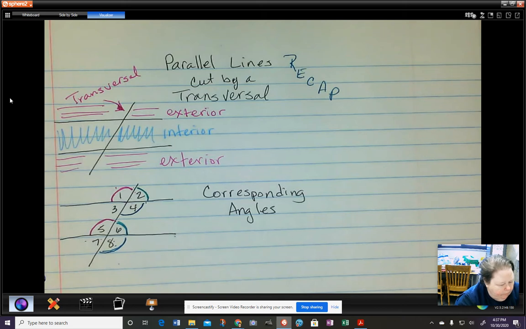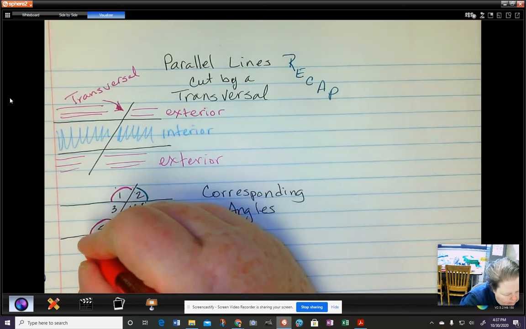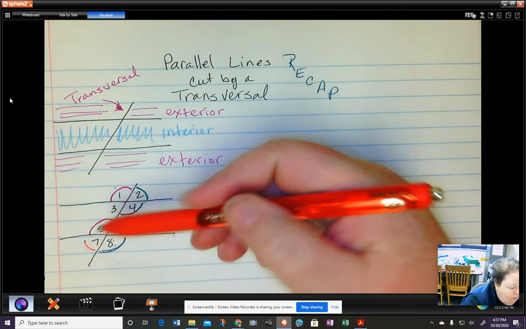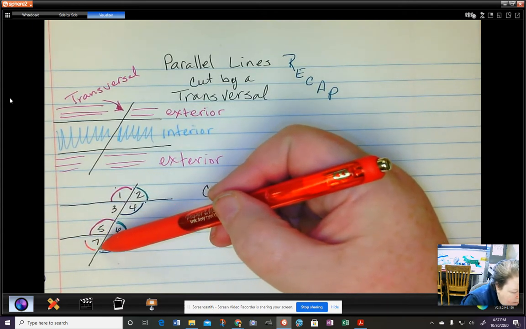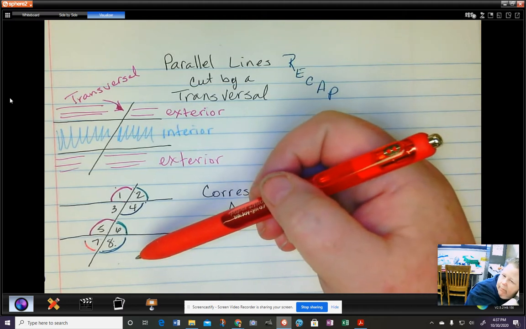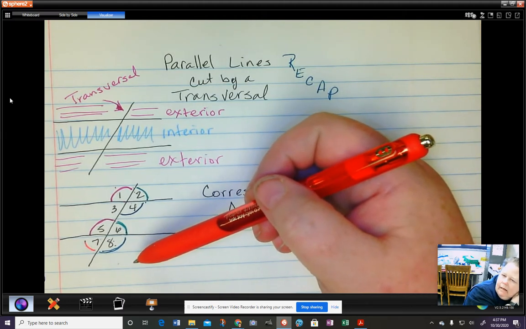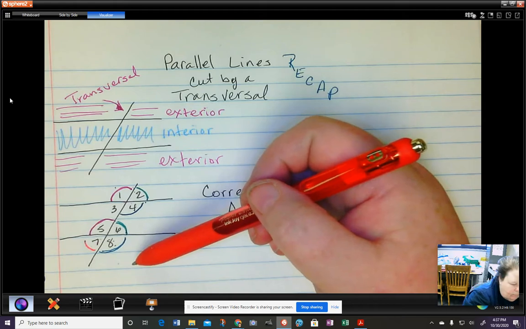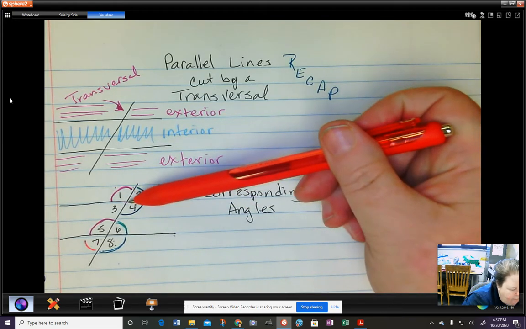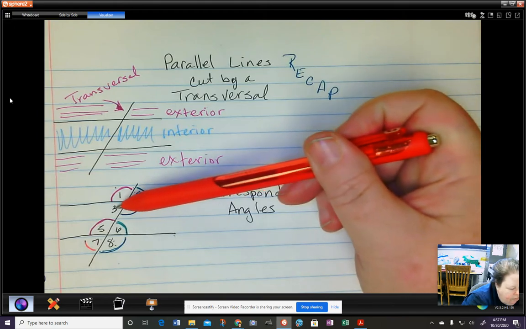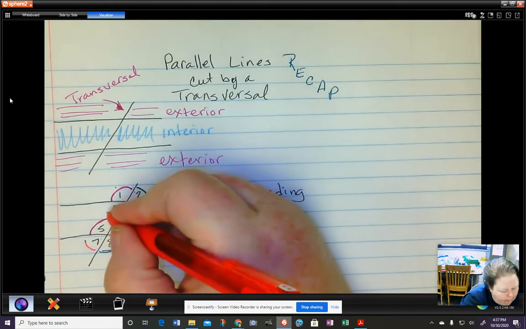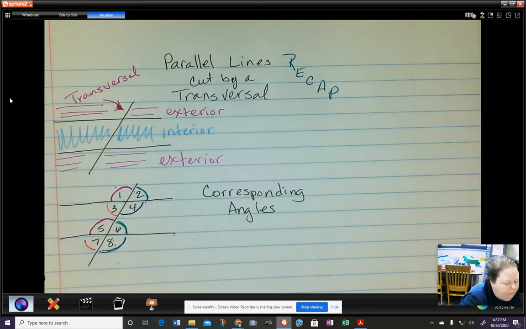Well, what about 7? What can we tell about number 7? I'm going backwards this time. What's corresponding to 7? 7 is on the bottom left of the transversal, on the bottom of the parallel line and the left of the transversal. Look at the top. What's on the bottom of the parallel line? 3 and 4. What's on the left? 3. So then we have our corresponding angles.